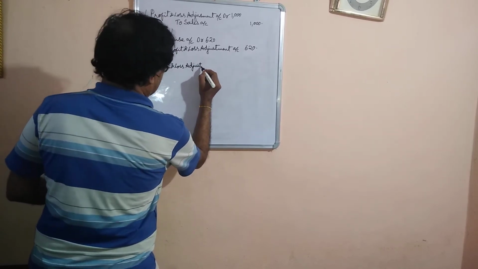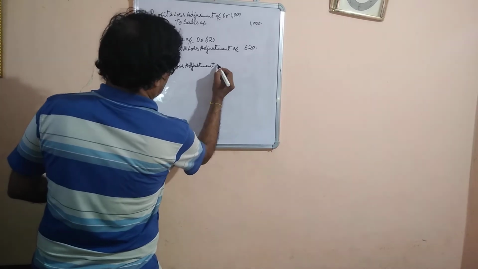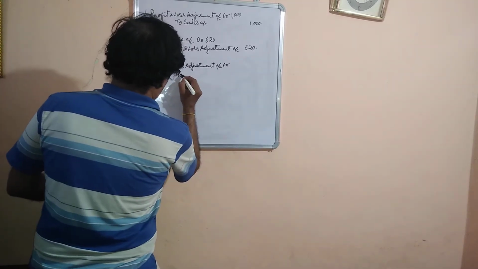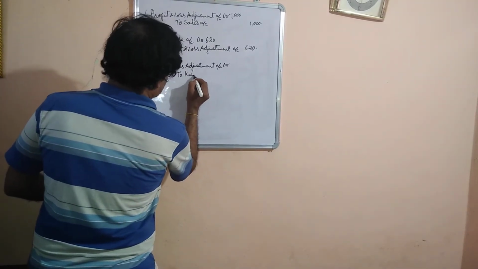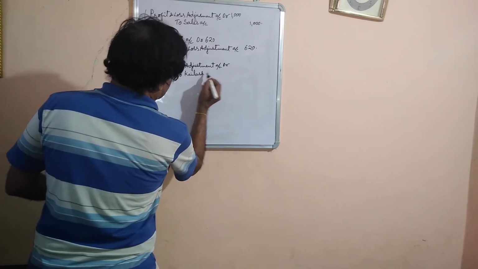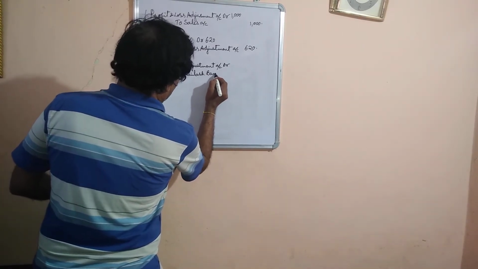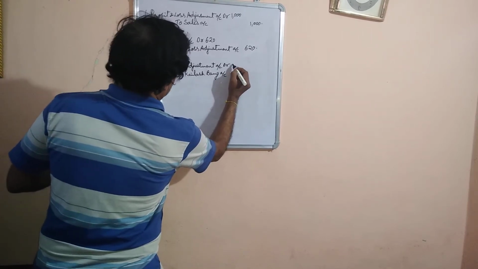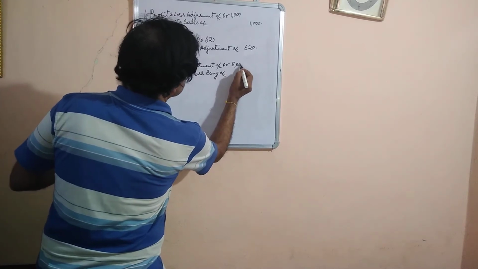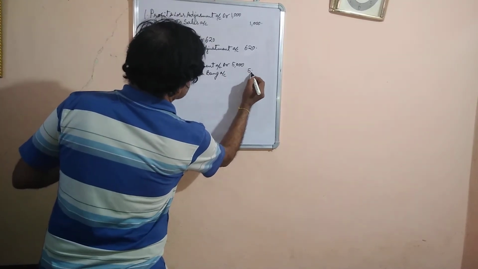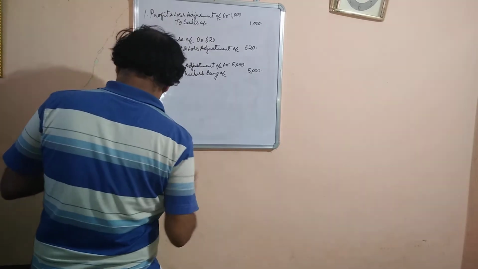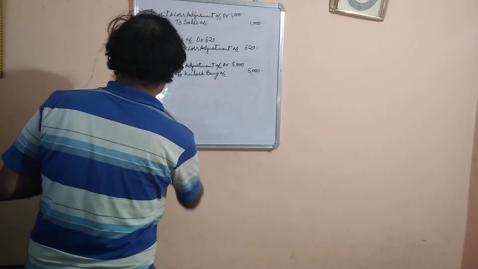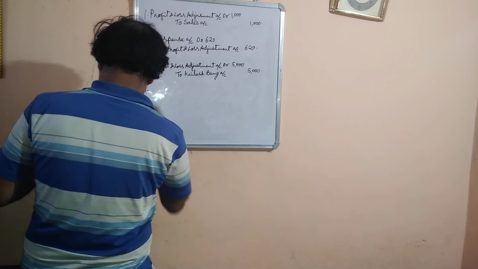Profit and loss adjustment account debit, to Kailash Bank, because we have shown it in his account, Kailash Bank account, 5,000 rupees. This is the third entry. Being mistake of debiting personal account rectified. That is the narration. Now, the fourth one.